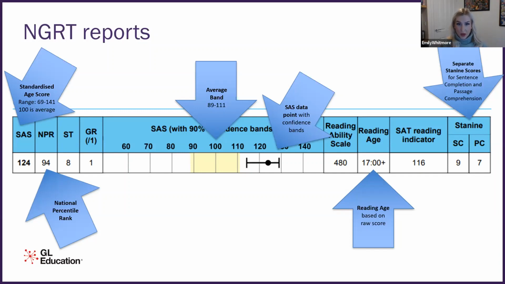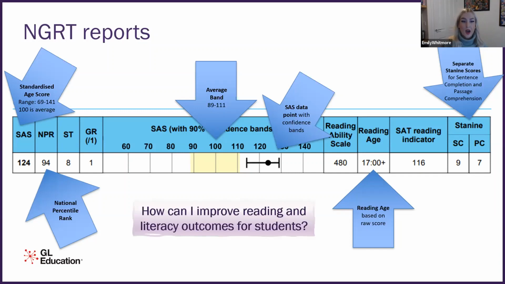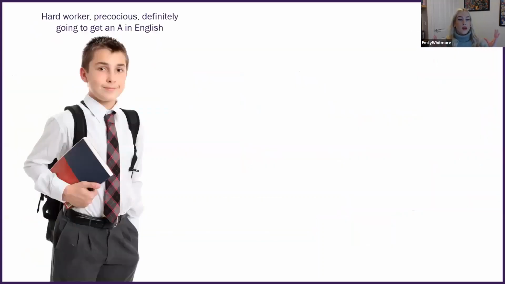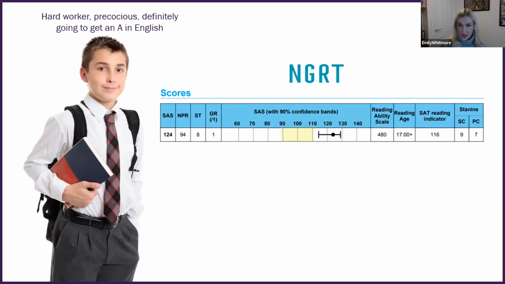Now let's see how this plays out with a student example. Using the same report, let's see how we could improve reading and literacy outcomes for students, again really focusing on this Stanine breakdown between sentence completion and passage comprehension. Here with this example, we have a hardworking, precocious student who is assumed to definitely get an A in English class because he always has in previous years, right? He's an avid reader, really interested in English, and always gets an A, and is assumed to do so again this year.